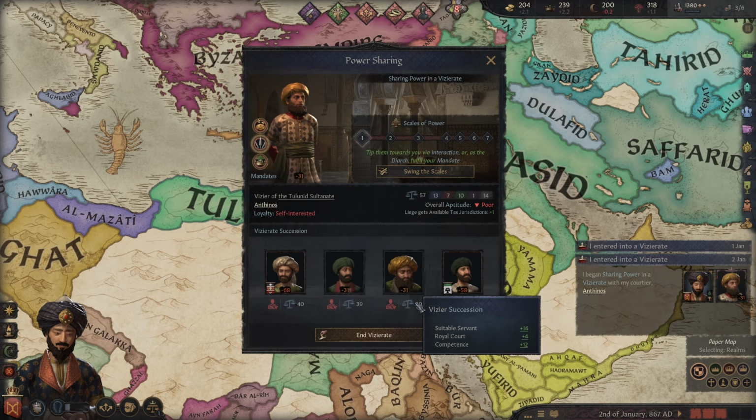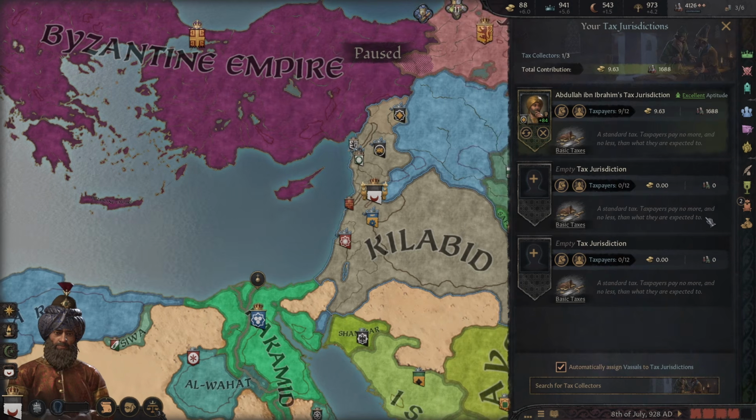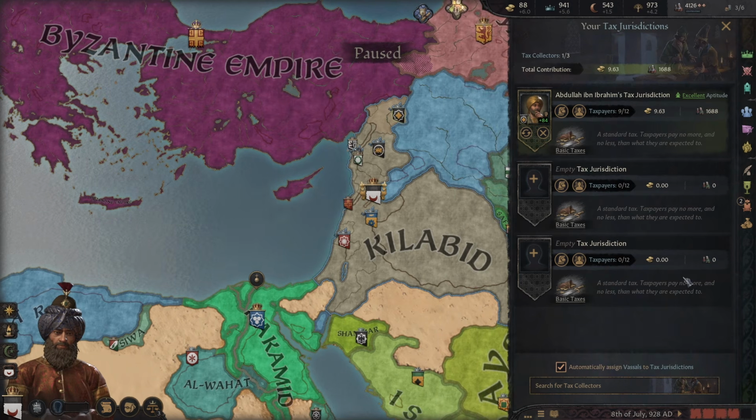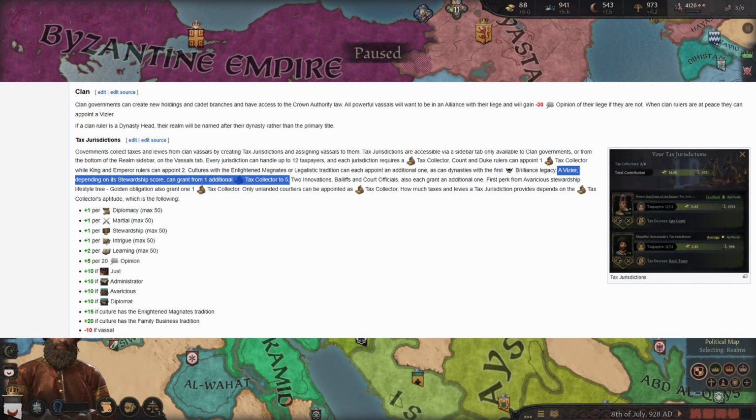So what do you actually get from having a vizier? Appointing one will automatically give you an extra tax jurisdiction, depending on his stewardship skill. Apparently he can give you up to 5 extra jurisdictions, though in my experience he only gives 1, or maybe 2 if his stewardship is over 15.